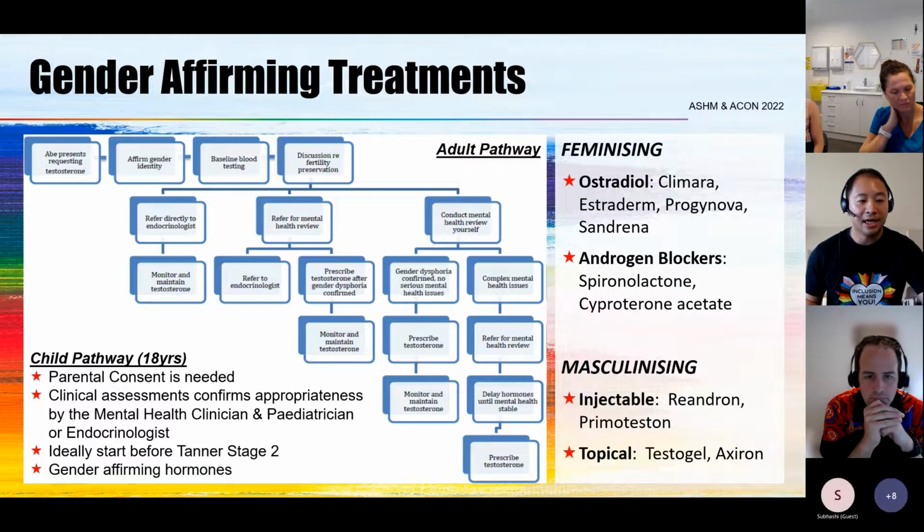For people who are in that process but are running out of time, you can consider the use of pubertal blockers to halt or slow down the process to buy them more time before they start their actual hormones. And all of that is done by the gender clinic.